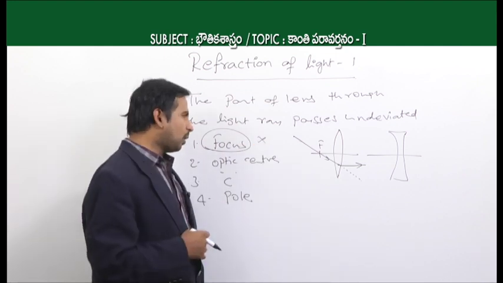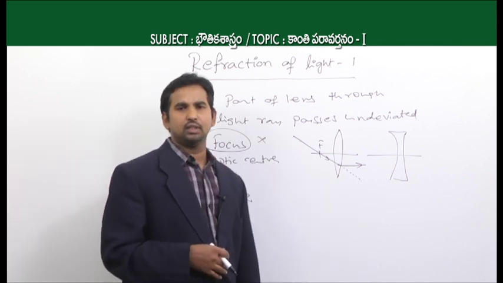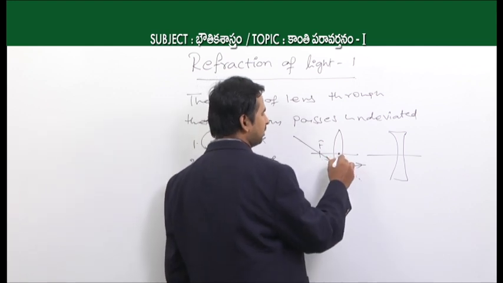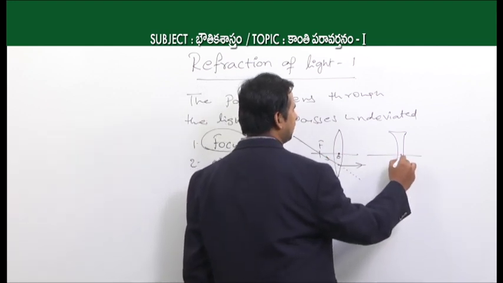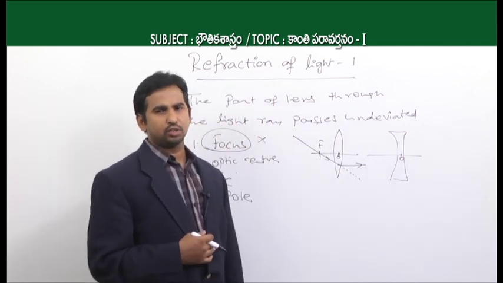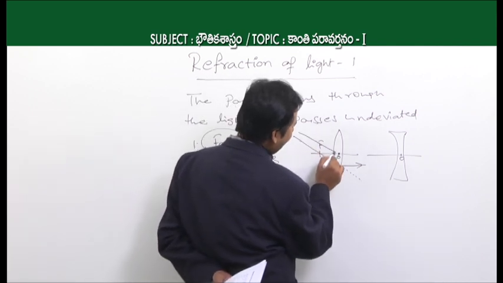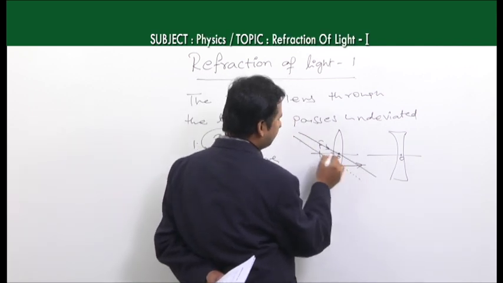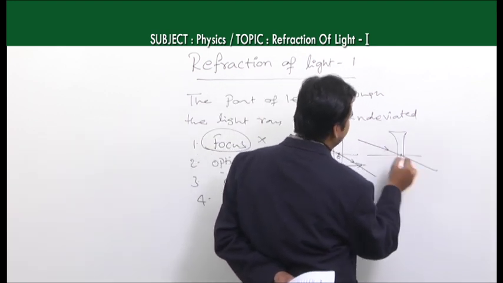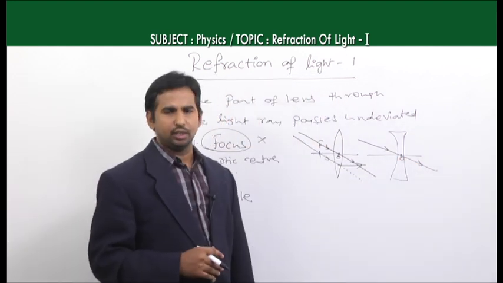Whereas in the case of the optic center, the optic center is nothing but the geometric center of the given lens, whether you take a convex lens or a concave lens. This geometric center we call the optic center. When the light ray passes through this optic center, it passes without any deviation, like a straight line, and even in the case of a concave lens it continues passing through without any deviation here. Okay.